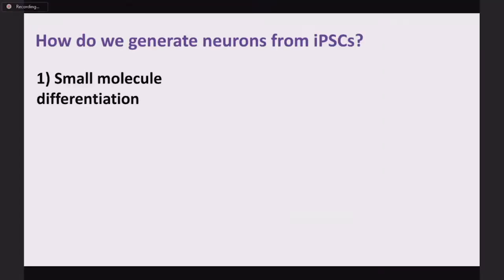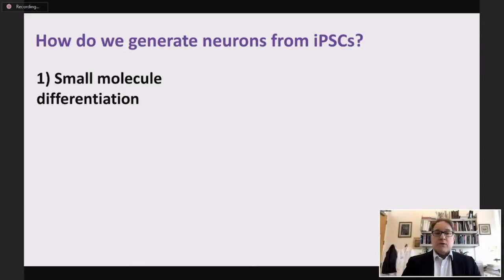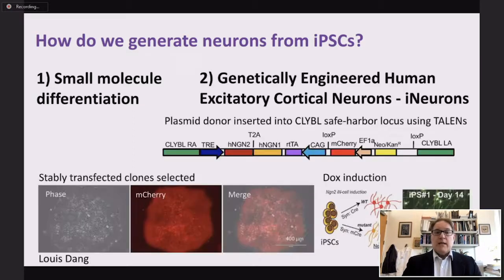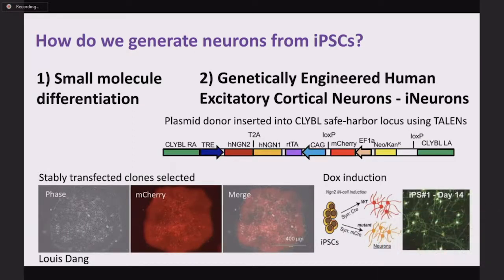So how do we generate the neurons from the induced pluripotent stem cells to study them? One way is to do what's called a small molecule differentiation. This is taking advantage of what we know about mechanisms of brain development by activating signaling pathways that get the stem cell to make neurons of specific types in the human cortex. Another way is to genetically engineer human pluripotent stem cells to directly make excitatory cortical neurons called iNeurons by inserting transcription factors that drive them toward a specific fate.